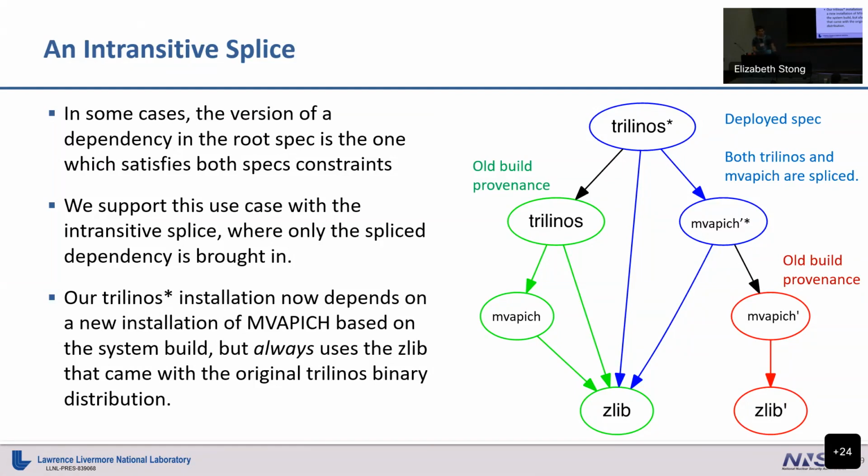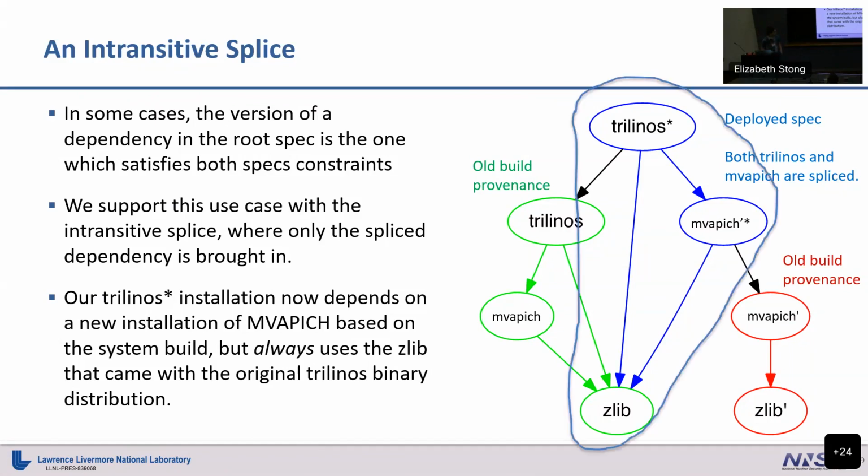Imagine, right, ABI compatibility is a one-directional model. So you might need to use the newer zlib from the application. So now we've got a Trilinos star, and it's deployed with MVAPIC prime star. That is the spliced MVAPIC prime that points back to the zlib that originally came with Trilinos. So that's an intransitive splice.